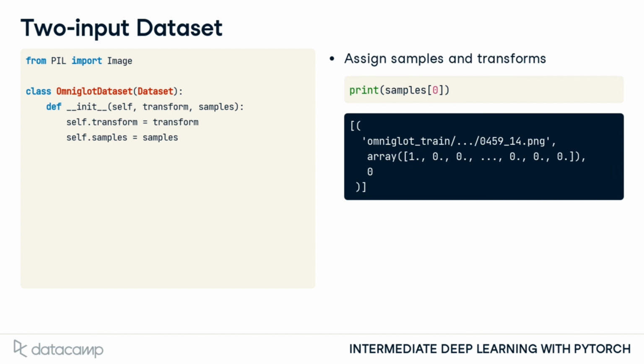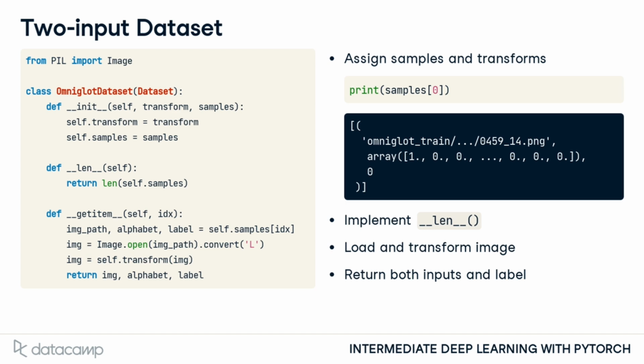For personal projects, we would need to create them from data file paths. Next, we need to implement the len method that returns the number of samples. Finally, the getitem method returns one sample based on the index it receives as input. For the given index, we retrieve the sample and load the image using Image.open from PIL. The convert method with the argument L makes sure that the image is read as grayscale. Then we transform the image and return a triplet: the transformed image, the alphabet vector, and the target label.